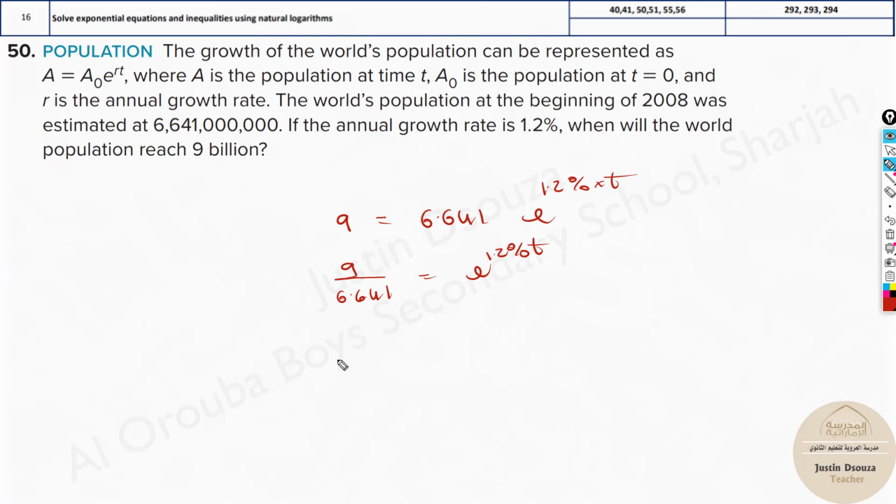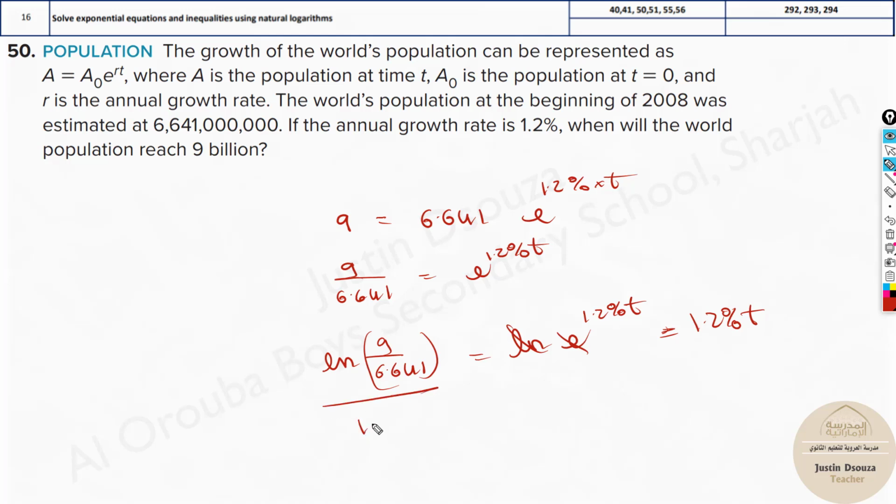Take natural logarithm on both the sides. It will be ln of 9 by 6.641 equals ln e to the power 1.2% times time. And then this and this cancel. You're remaining with only this. This will be equal to 1.2% times time. So you can just divide everything by 1.2%. Over here also 1.2%. And what you get is whatever the answer will be equal to t. So we'll just put it in the calculator.